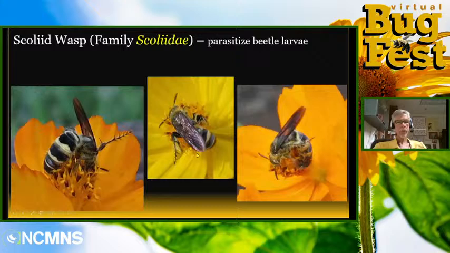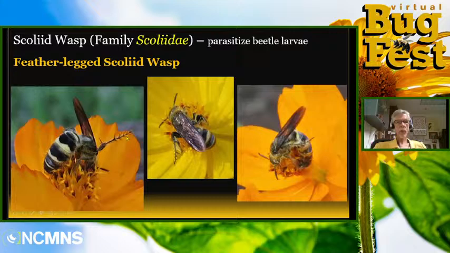So I'll shift over to these scoliid wasps. There's a variety of many species. I've had half a dozen in the neighborhood. This showed up on those cosmos plants up at my neighbor's patch. It's a really cute one. It's called the feather-legged scoliid wasp. You can see it's got a lot of little hairs and spurs coming off the legs here. That's a good name for it. This is the first time I'd seen one of these in the neighborhood.